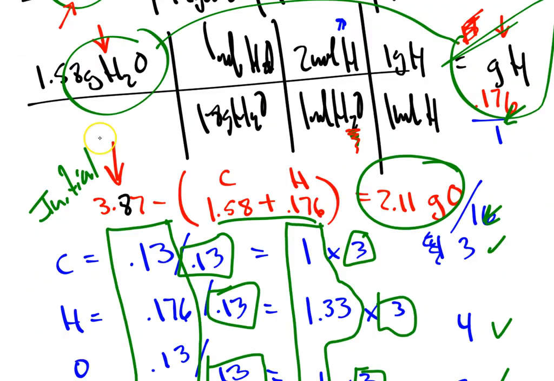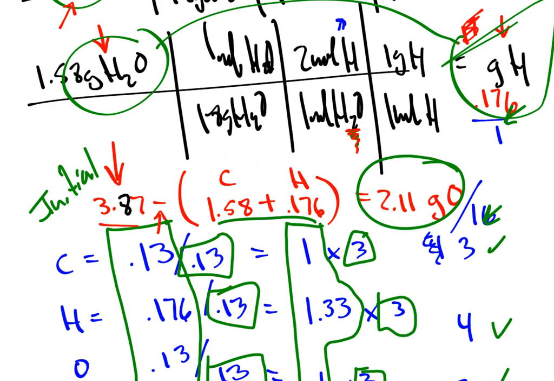All right, so quick, grams of CO2, to grams of carbon, grams of water, to grams of H. Then I took the initial mass I was given in the problem of the CHO, and I subtracted the 2 masses I just found. That's the whole reason I had to find those masses of C and H. And I got 2.11 grams of oxygen.